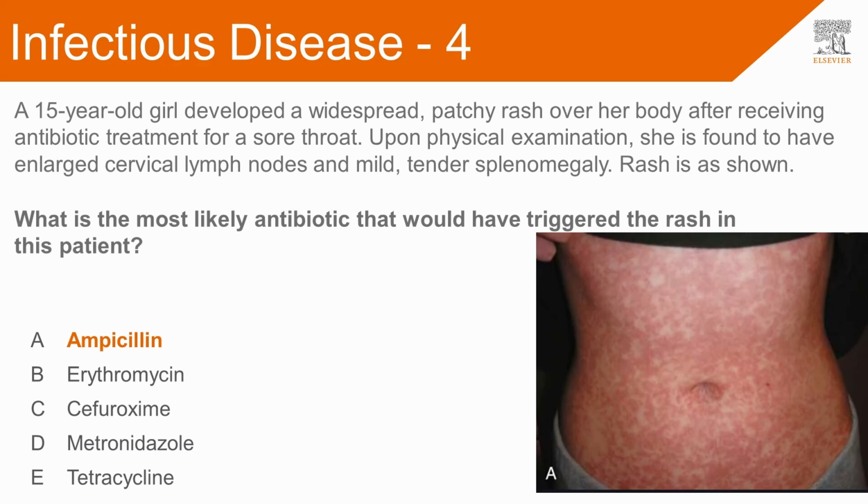Ampicillin is the correct answer. A beta-lactam antibiotic is the most likely culprit in a rash for a patient with presumed infectious mononucleosis, and this widespread maculopapular rash develops in nearly all cases of IM, for those at least that are treated with ampicillin or amoxicillin, and this is going to be a hypersensitivity reaction.